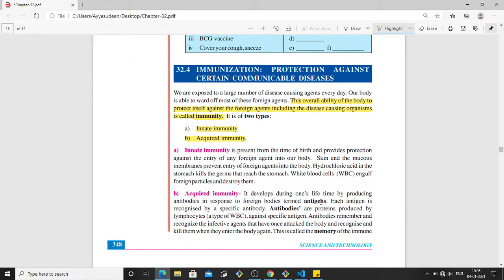That is protection against certain communicable diseases. So our body's ability to protect itself against foreign agents, including disease-causing organisms, is what is called immunity. So immunity is our body's ability to protect itself from foreign agents. So there are two types of immunity. First one is innate immunity and second one is acquired immunity. Innate immunity is what we have since birth. Okay, like skin, the mucous membranes, hydrochloric acid in our stomach, and the white blood cells, which engulf the foreign particles and destroy them. These are innate immunity.